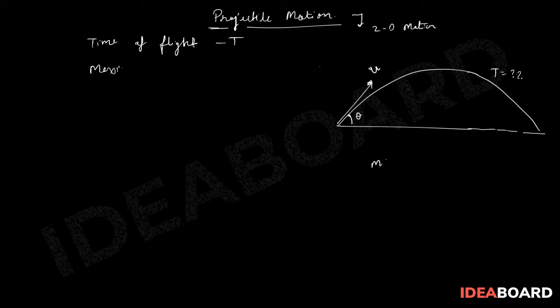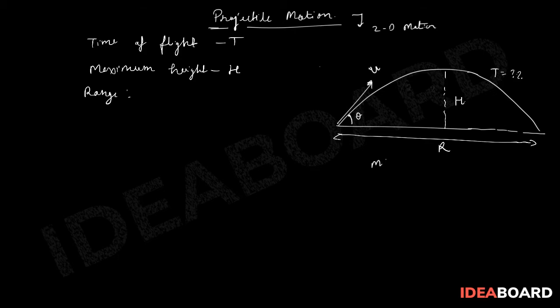Maximum height, which is capital H. Suppose the maximum height attained by the particle in its journey is capital H, and obviously there is a horizontal distance also covered by the particle, which is called the range. This is range. We are representing this with R. So we need three parameters to explain our 2D motion, specifically projectile motion, right?